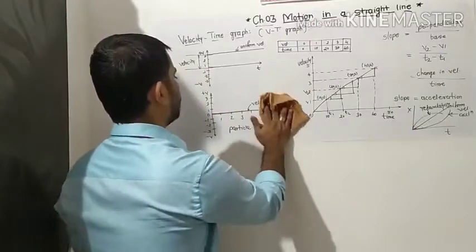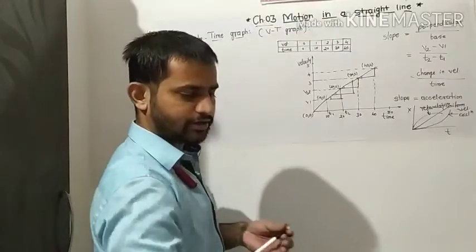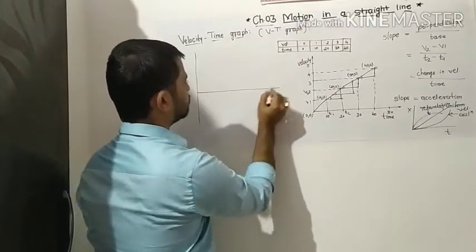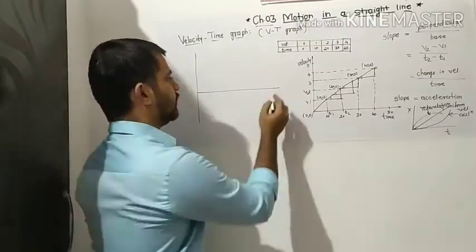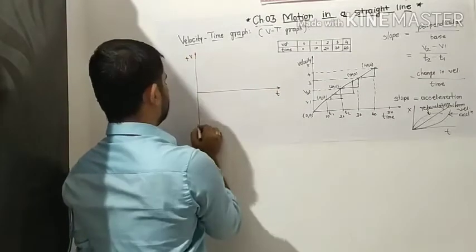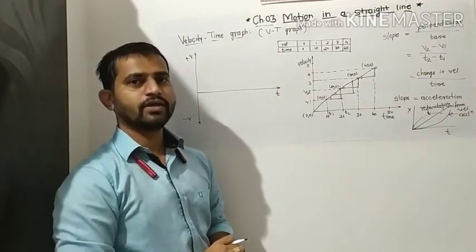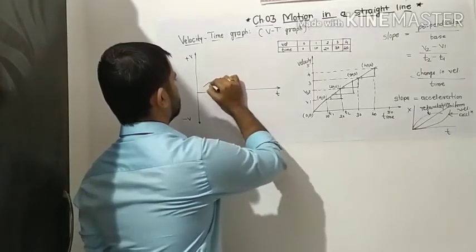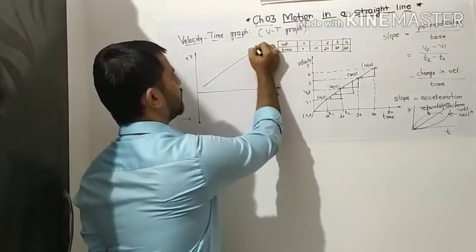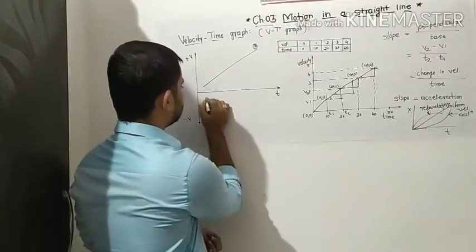If we draw one VT curve, how can we show the acceleration or the retardation? Suppose this is one VT curve. This is the time, this is the positive velocity, this is the negative velocity. Suppose we get a curve like this, and we name it A, then another curve like this.